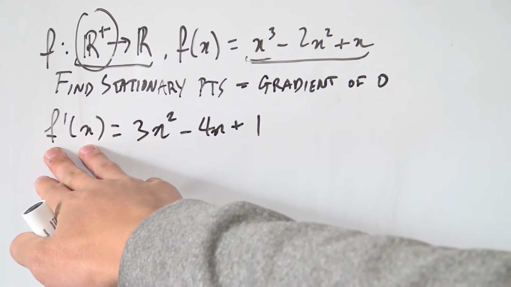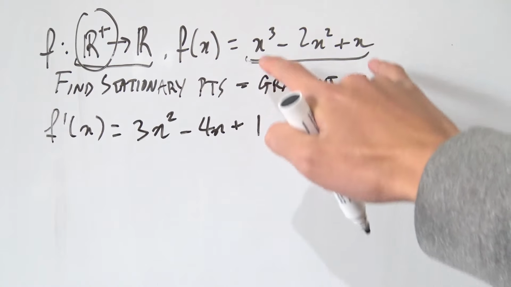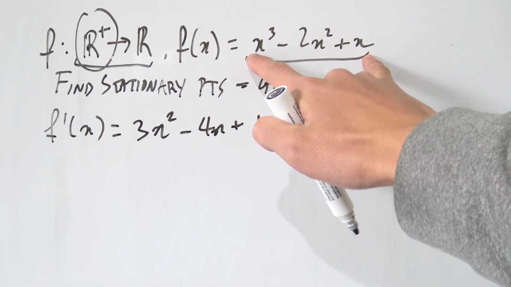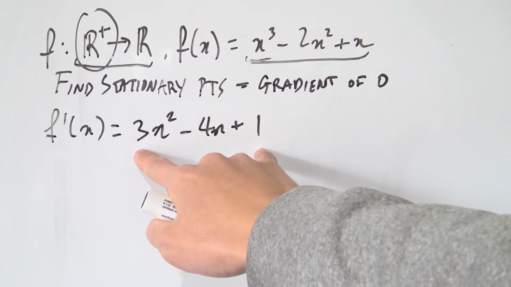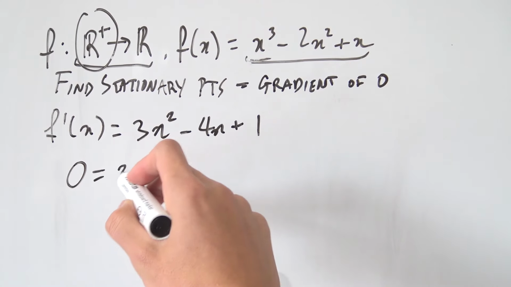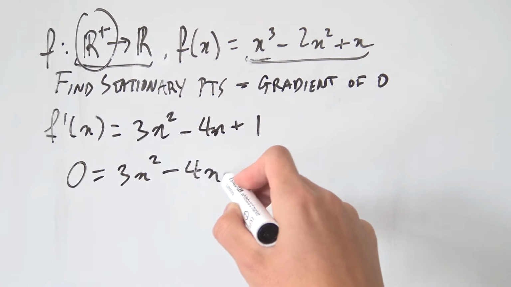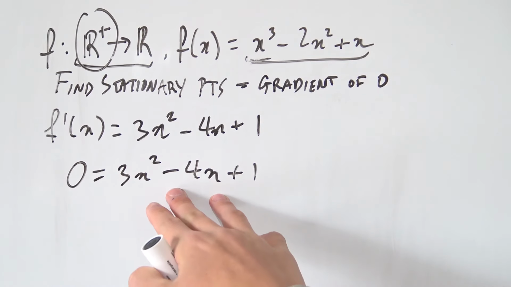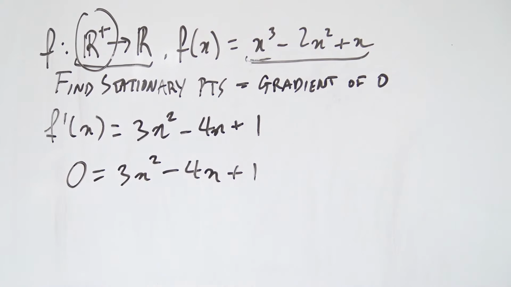So this function right here, f prime of x, will help us find the gradient at every single point of our original function. But the thing is, we want to find stationary points. So we want to find where this function gives us a value of 0. So why not set this function equal to 0? So we have 0 equals 3x squared minus 4x plus 1. And you see, now we have a nice quadratic and we know how to find the zeros of this thing. Why not use the quadratic formula?